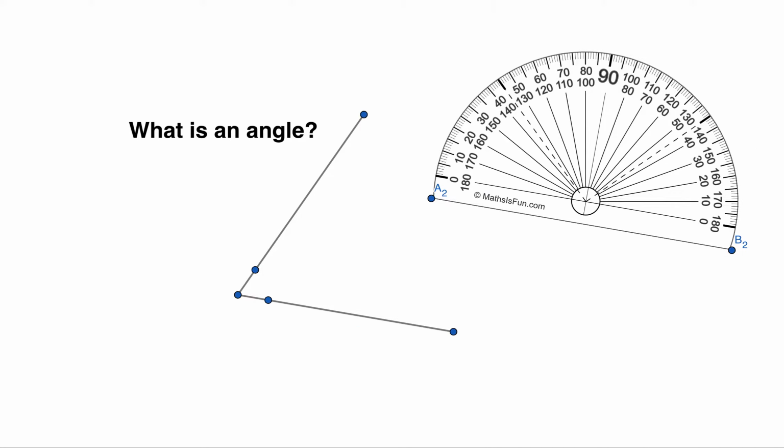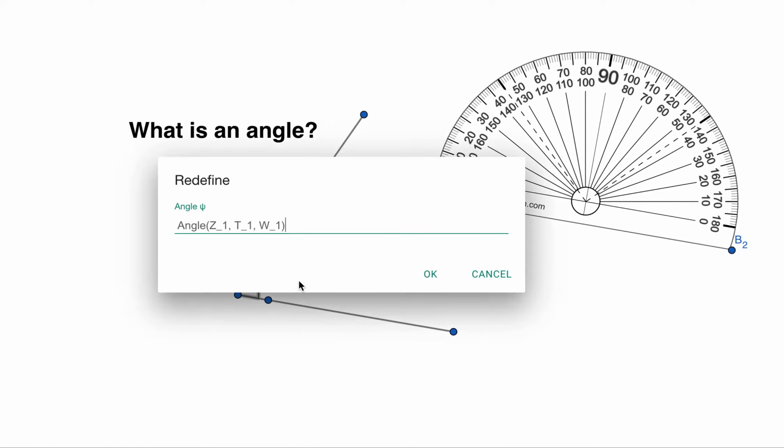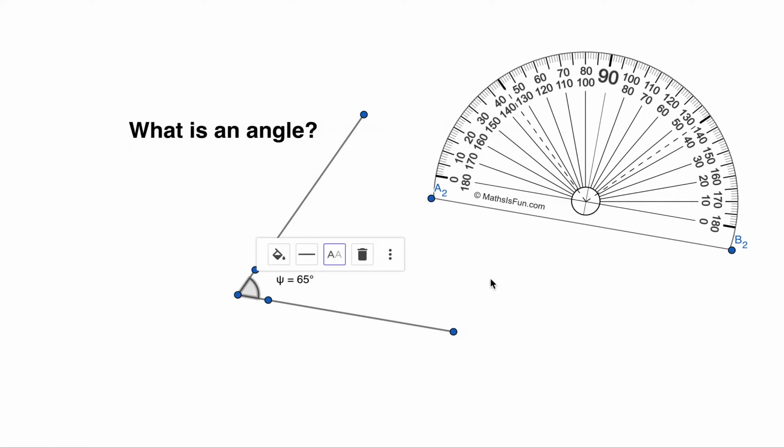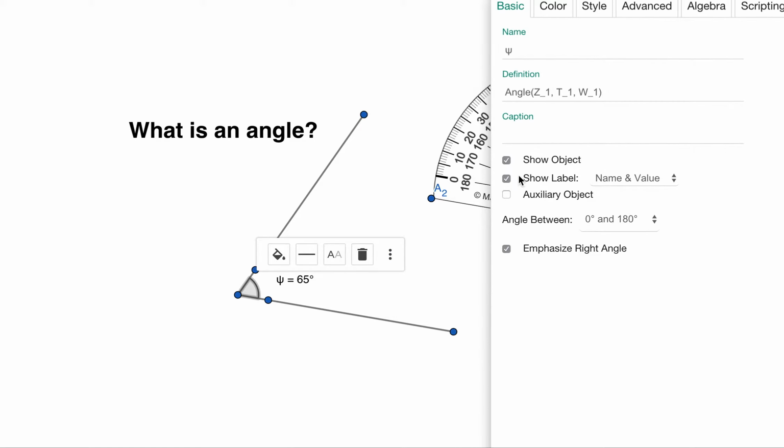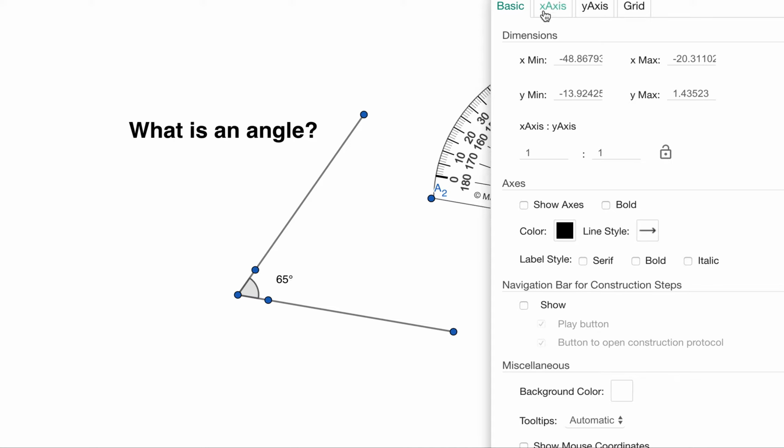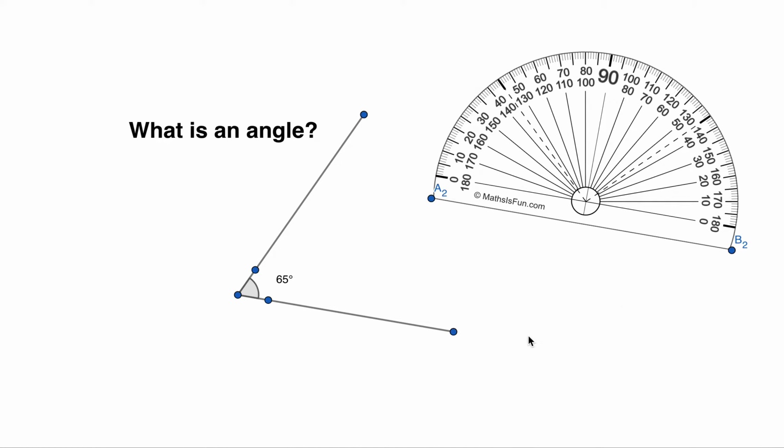Now I'm using a program where I can construct the angle, and it will tell us what the angle is. I'm just going to make that right now, and the angle is 65 degrees. I'm going to open our settings and hide that symbol just so we see the value, to make it a little clearer. So 65 degrees. You were right, it was 65 degrees, what we measured using the protractor.